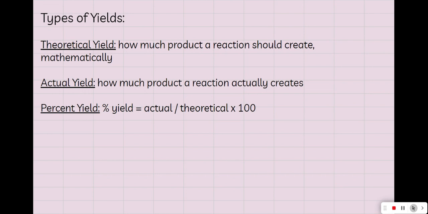So let me say that again because I messed up. The theoretical yield would include the stuff that was left in the bowl, because theoretically you would have transferred everything. But our actual yield says no, that's not exactly what happens, and so that number is going to be less than your theoretical yield. And then our percent yield is just your actual yield divided by your theoretical yield multiplied by 100, so we can get a nice percent.